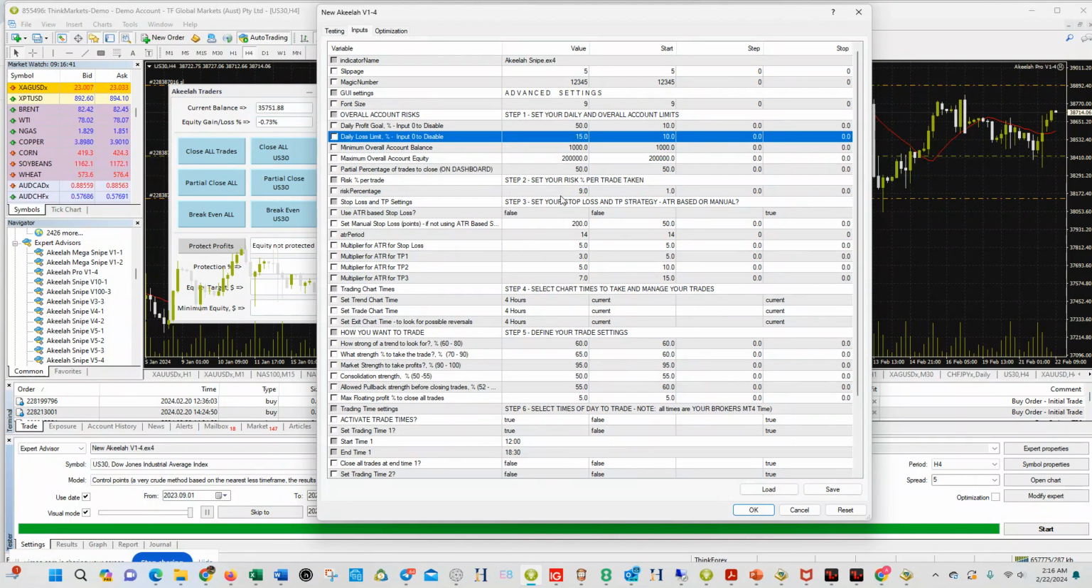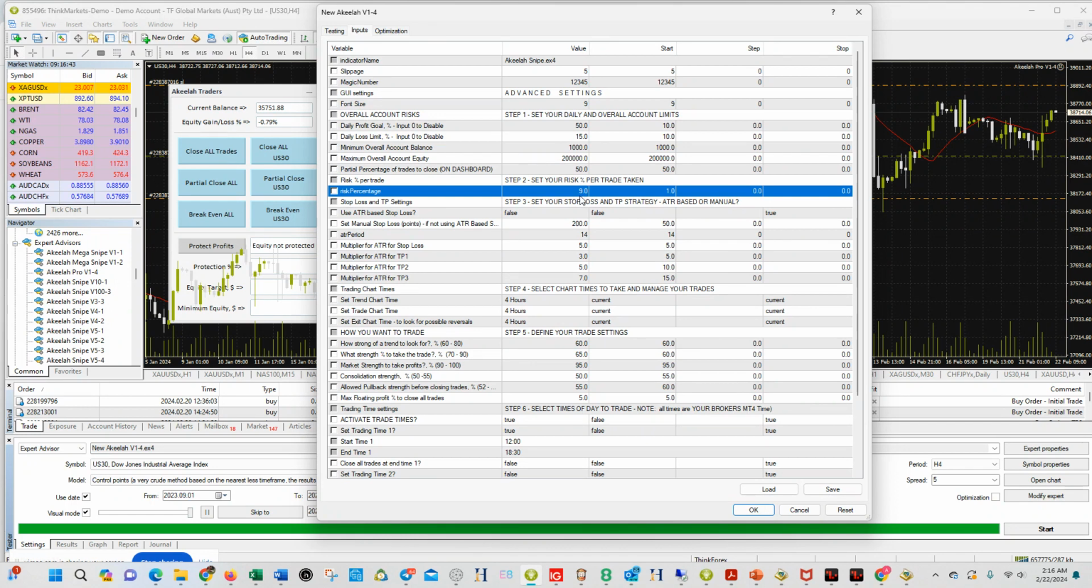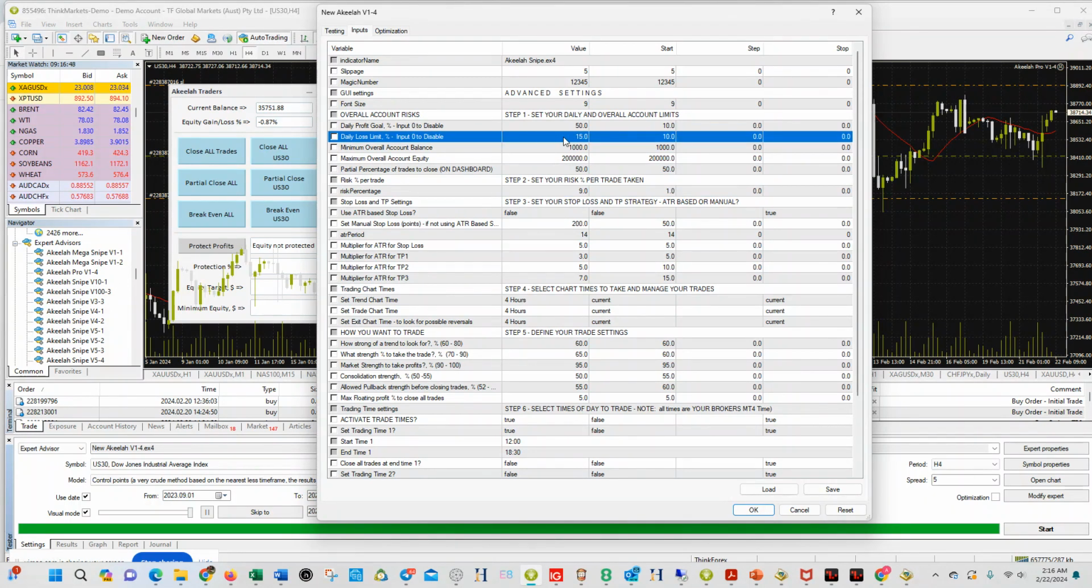So I'm saying yes, be a little more risky on individual trades, but make sure that I don't lose more than 15% in any given day. And this is a very aggressive setting here. Again, only recommended for a small account to risk 15% daily. Typically, we're running between maybe 4 to 5% daily limit on larger accounts. But for these purposes, those are my account settings.